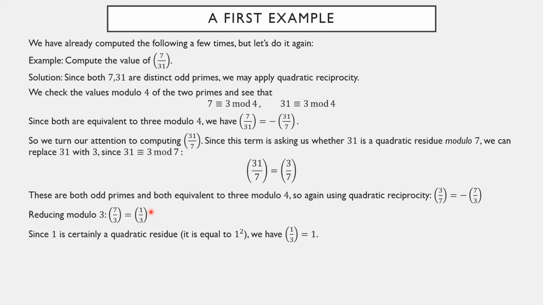The Legendre symbol 1 by 3 is equal to the Legendre symbol 7 by 3, which is the opposite of the Legendre symbol 3 by 7, which was equal to 31 by 7, which is the opposite of 7 by 31. Altogether, 7 by 31 is negative 31 by 7, so that's negative 3 by 7, which is now positive 7 by 3, which is 1 by 3, which is 1. So overall, 7 is a quadratic residue modulo 31, which matches what we've already seen twice before.